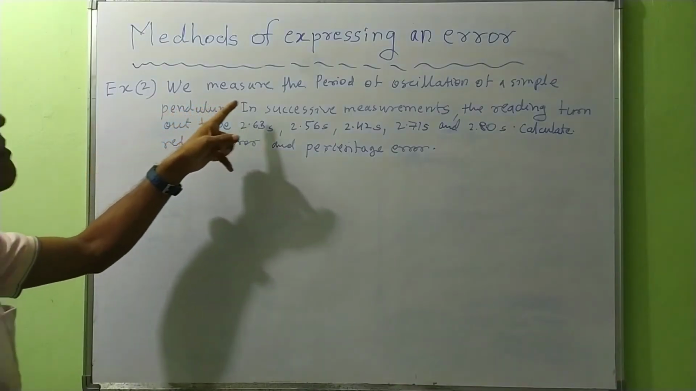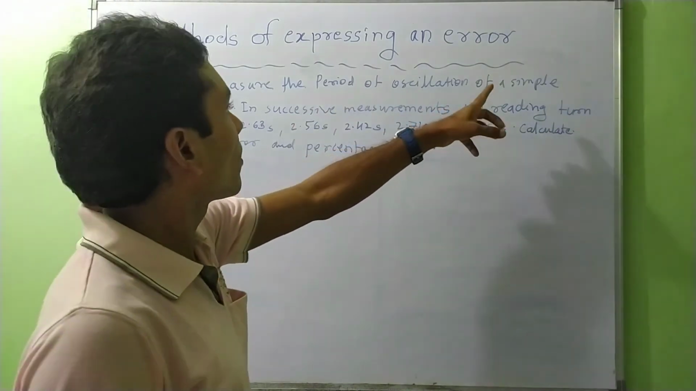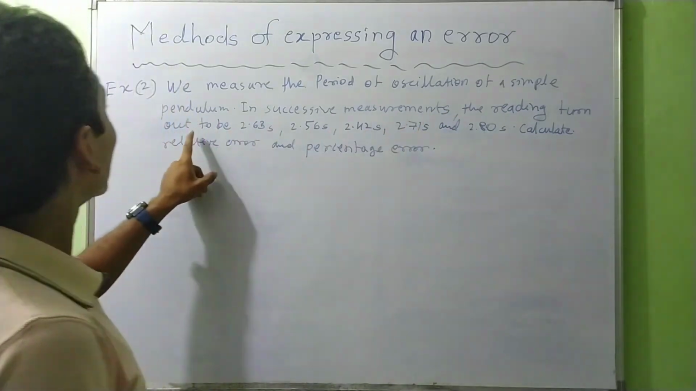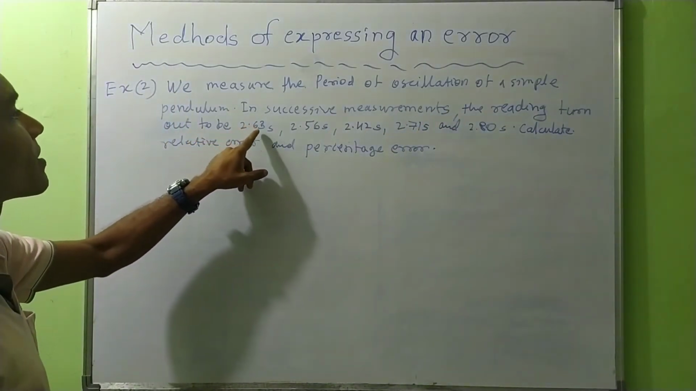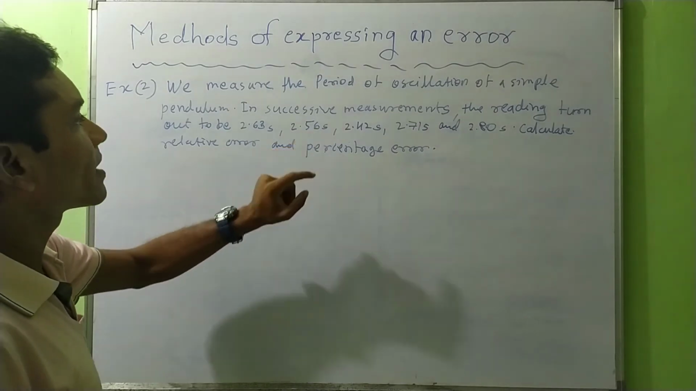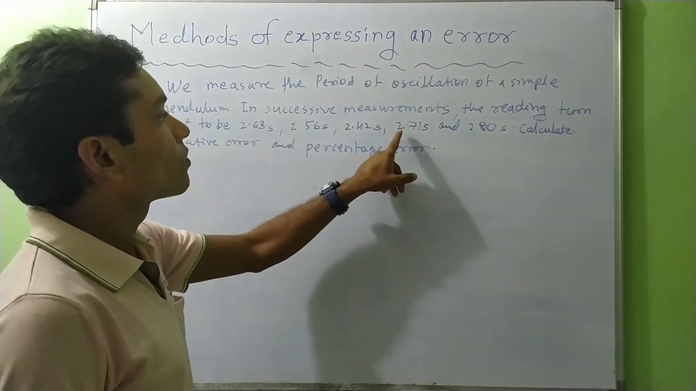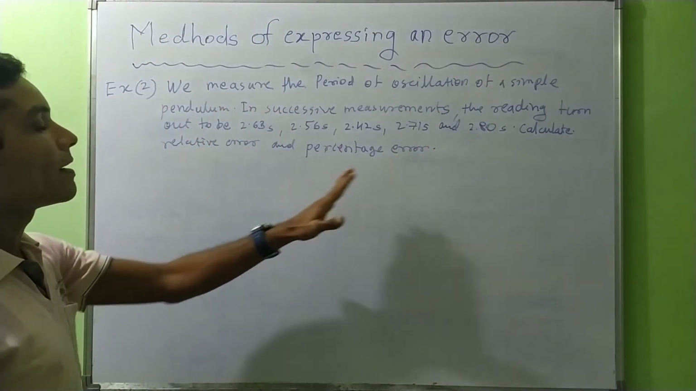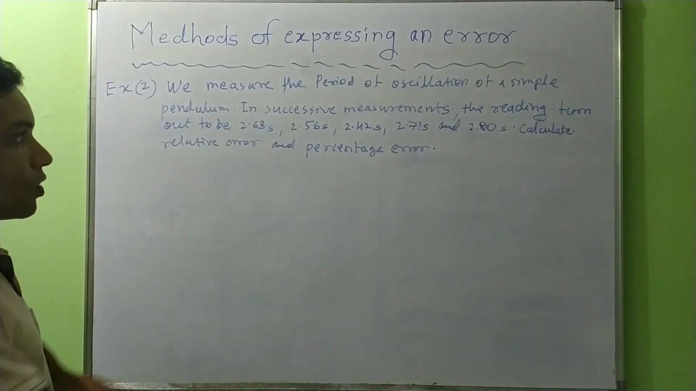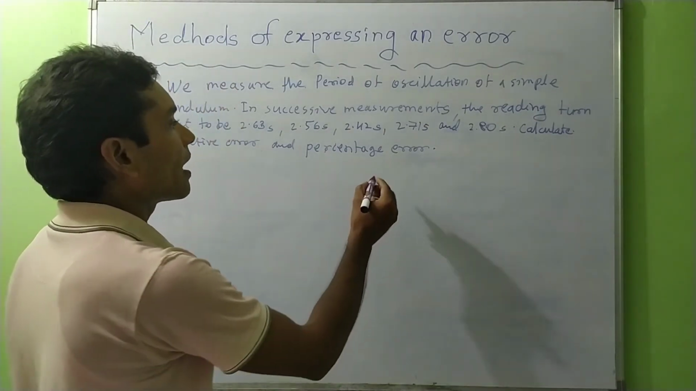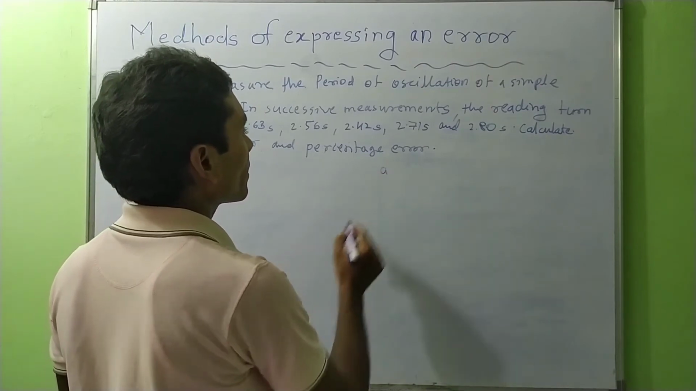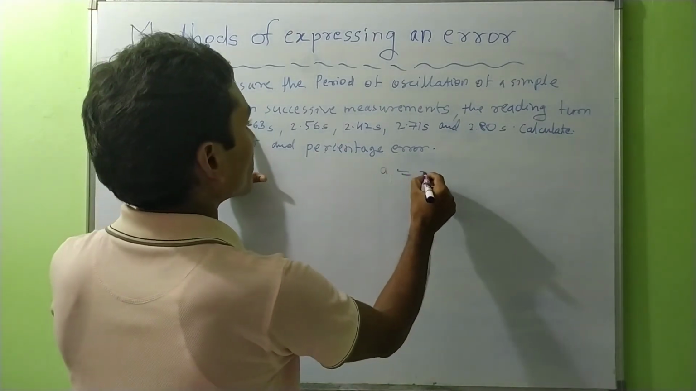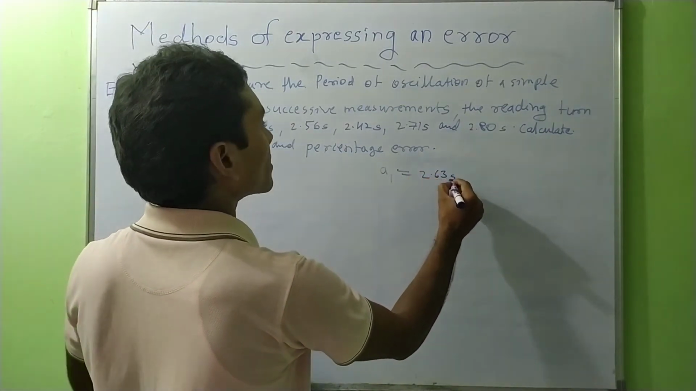Now you can understand these error findings clearly by another example. In this example, we measure the period of oscillation of a simple pendulum in successive experiments. The readings turned out to be 2.63 second, 2.56 second, 2.42 second, 2.71 second and 2.80 second. Calculate the relative and percentage error. So what is the first reading? Let readings be represented by A. So A1 will be the first reading, and this is 2.63 second.